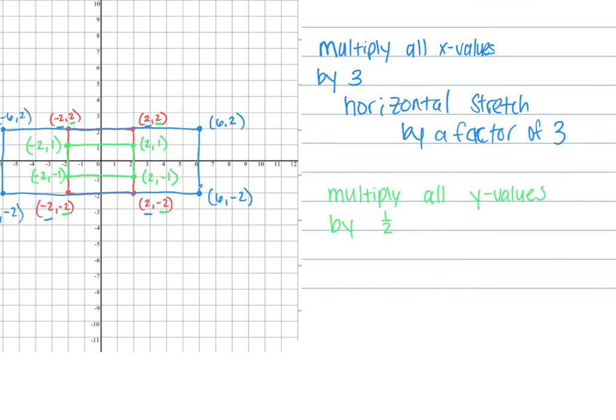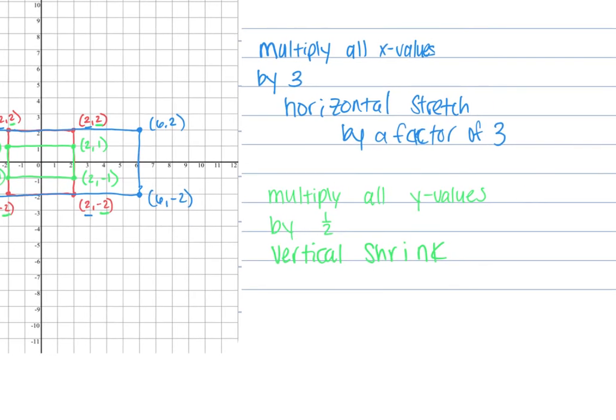It absolutely did shrink, okay? So we're going to write that it shrunk. Did it shrink horizontally or vertically? Vertically. So it's a vertical shrink. I put shrunk. It should say shrink, so just change that U to an I. By a factor of 1/2.